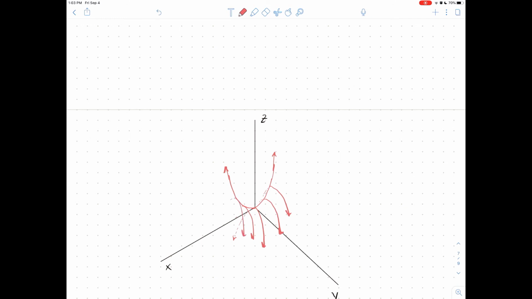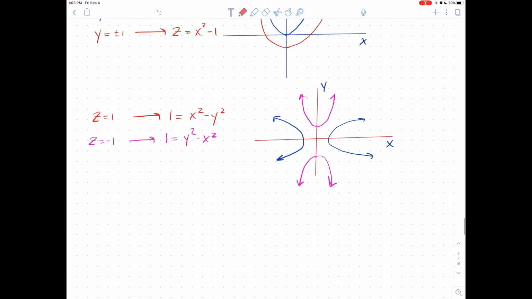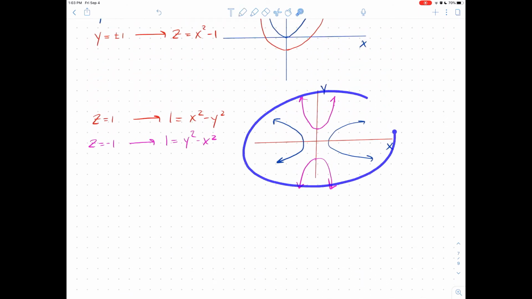It looks like a saddle almost. There's like this saddle picture here. We're actually going to call these saddles later in the course. And now let's see, can we see these different hyperbolas that we did as well?